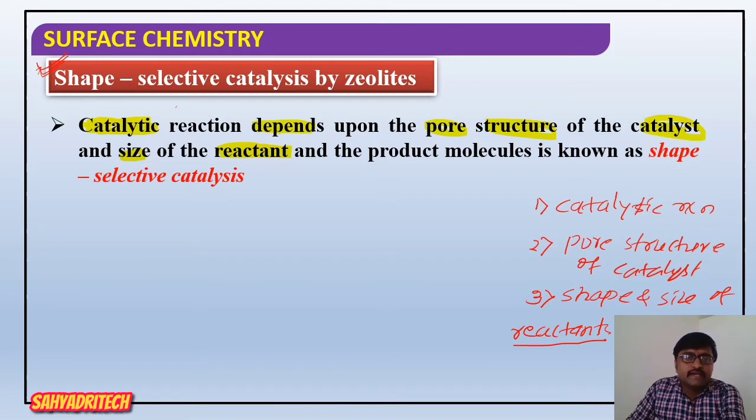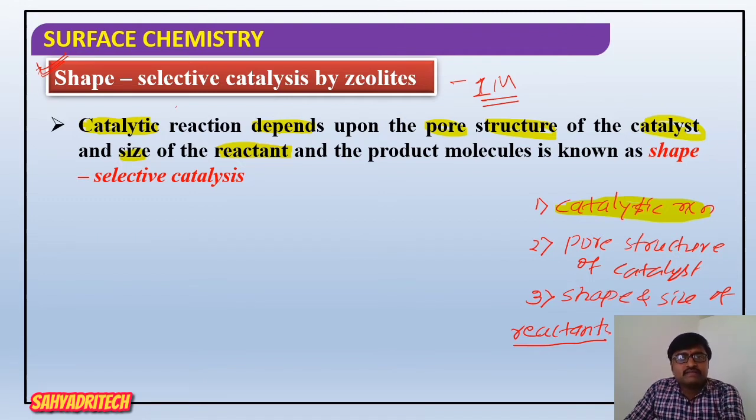So if I consider shape selective catalysis, if they ask for 1 mark, what do you mean by shape selective catalysis? It means, first, what is to be remembered here? It is a type of catalytic reaction.